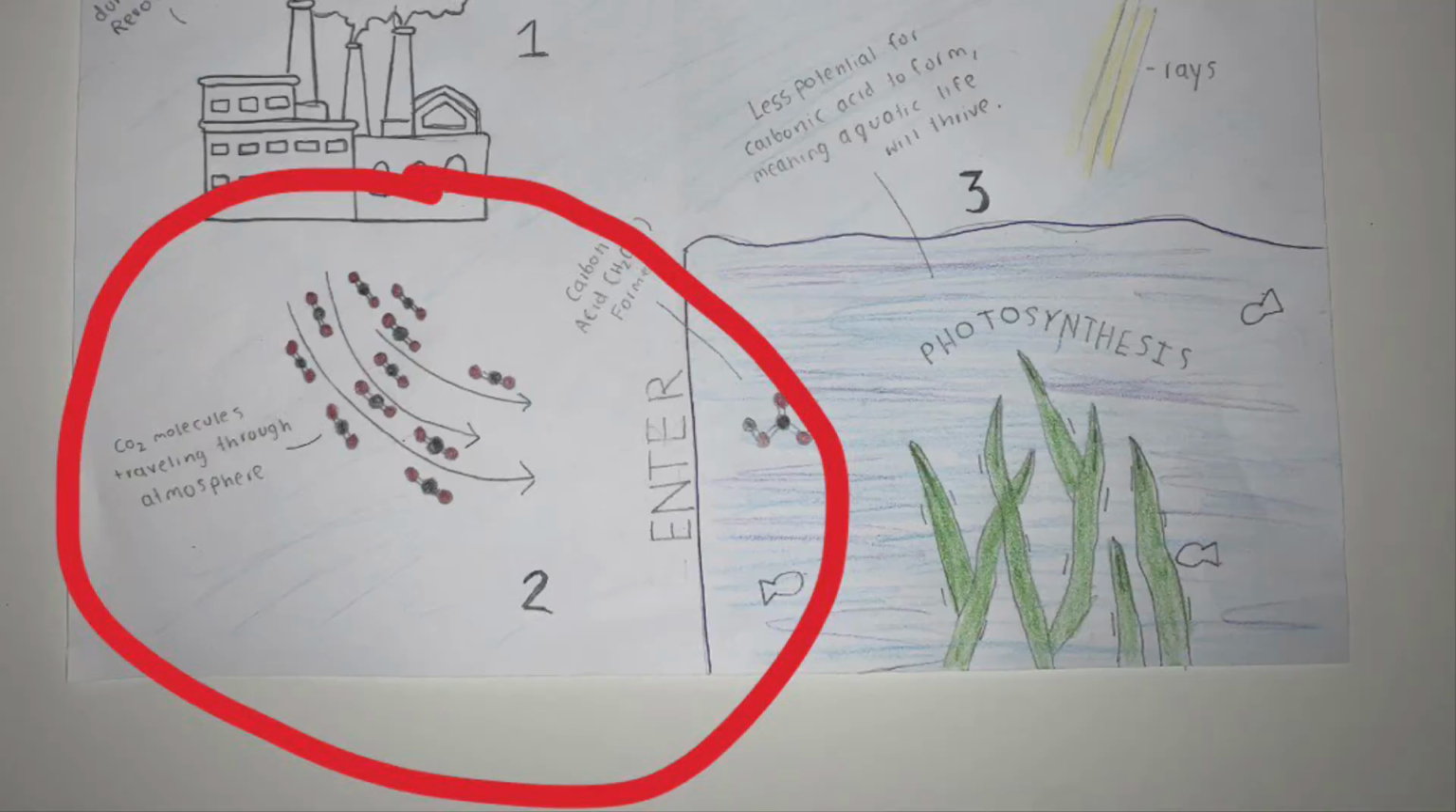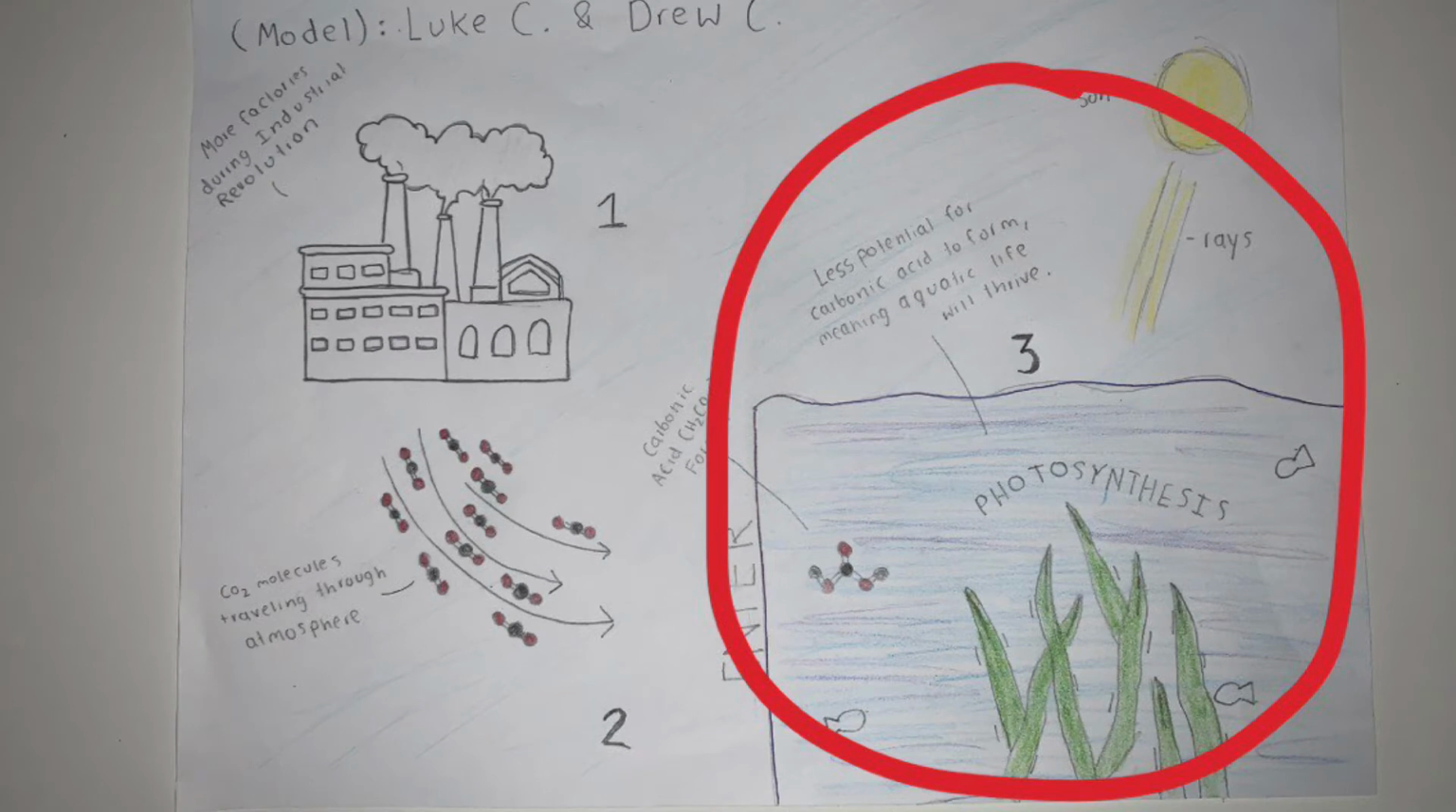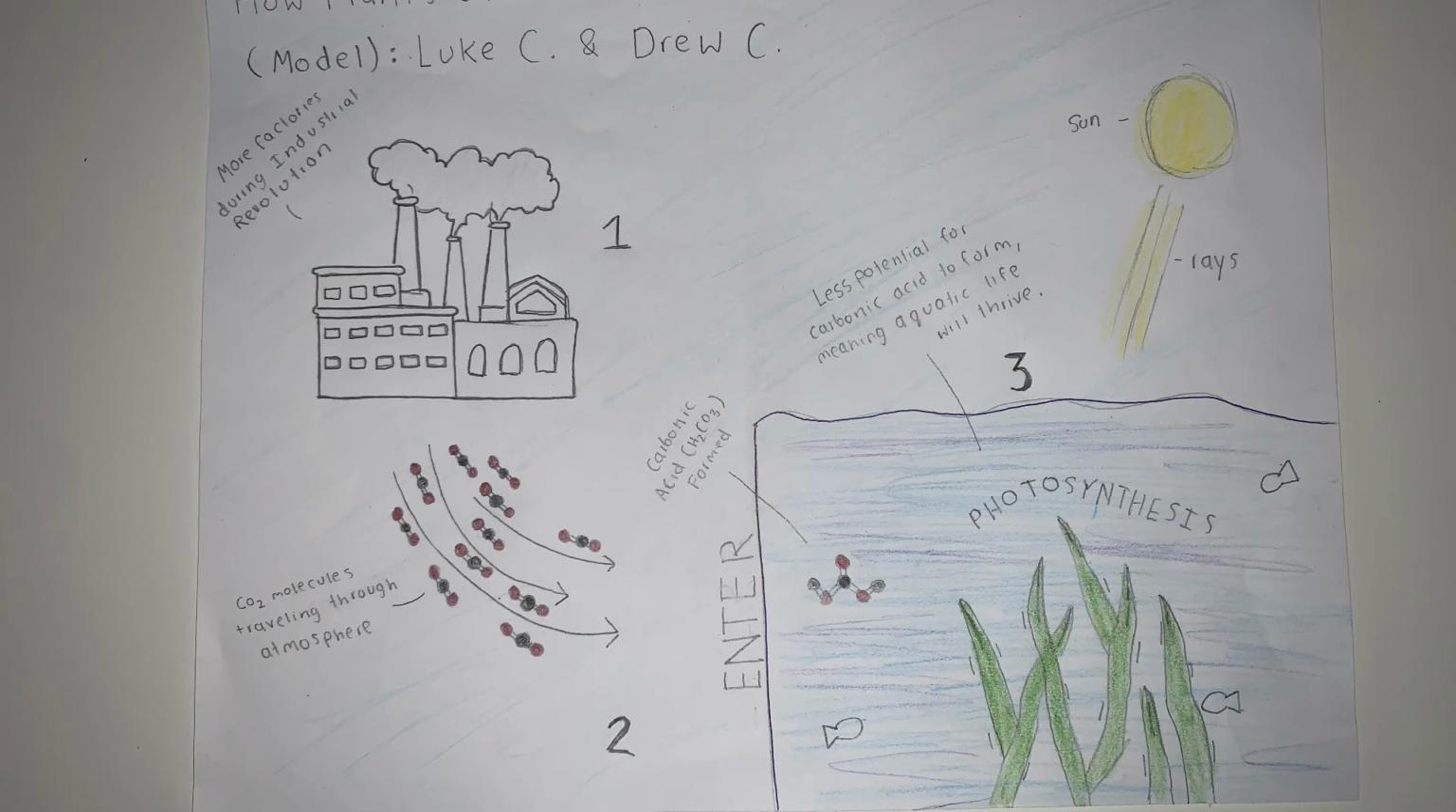In section 2, these molecules travel through the atmosphere, colliding with each other and eventually entering oceans and large bodies of water, forming carbonic acid. Moving on to section 3. Section 3 represents our proposed method of how there is less potential of carbonic acid to be formed when aquatic plants that photosynthesize are present. This leads to species and aquatic life in the ocean thriving.